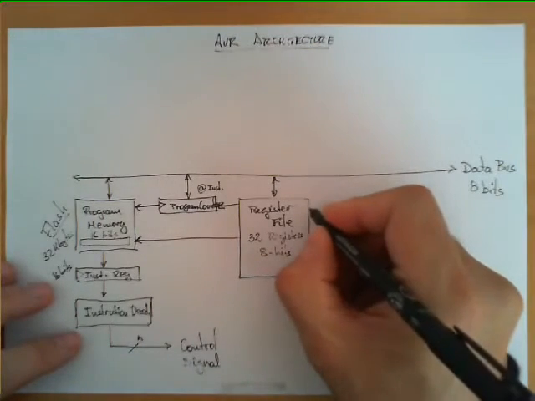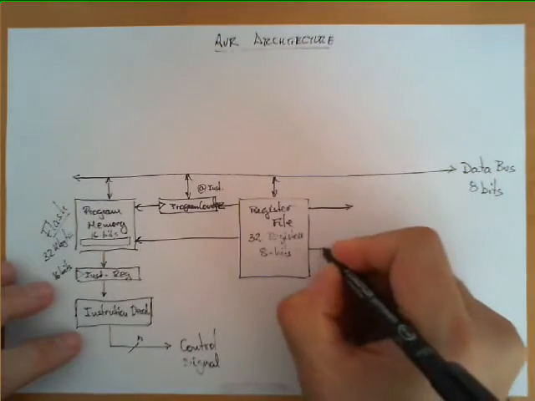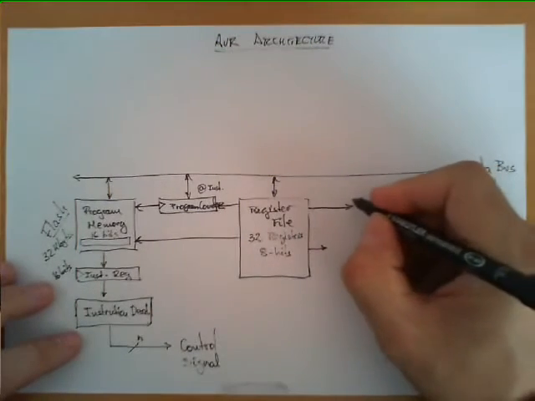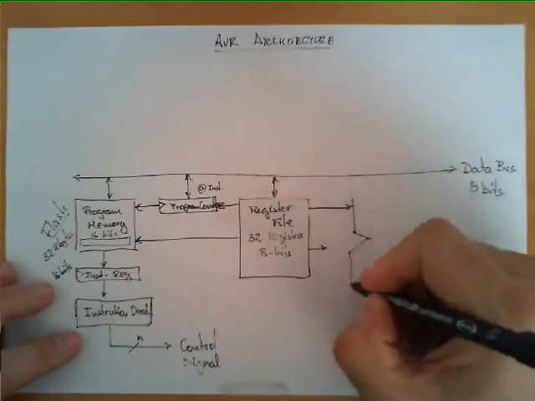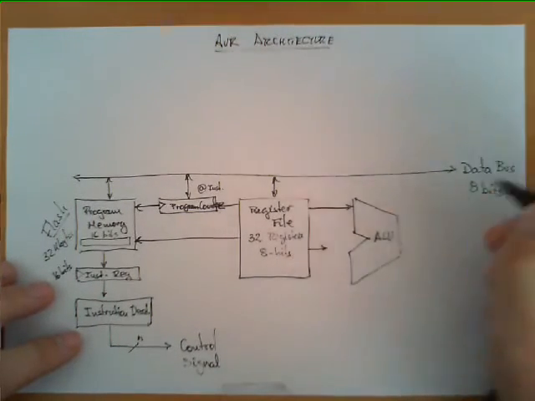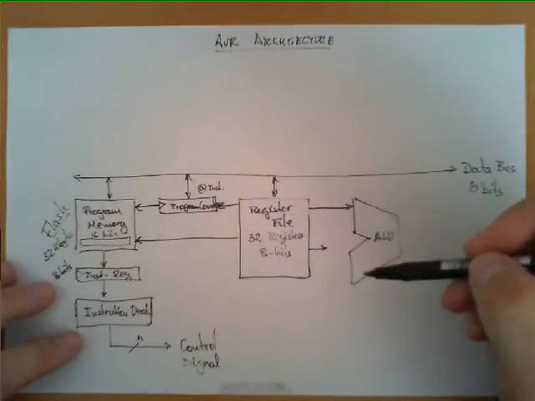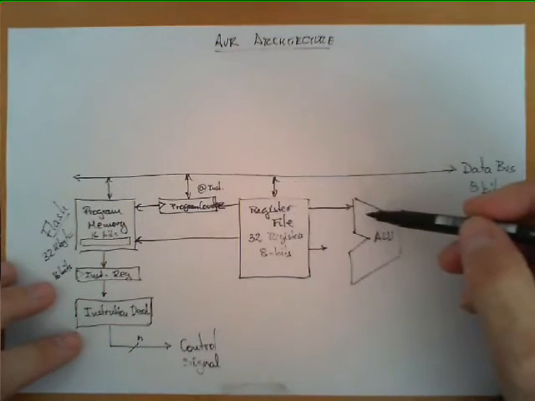And then two additional outputs of this block are entering another very important block, which is the ALU, or arithmetic logic unit. This block is going to receive two operands. One of them comes directly from the register file.